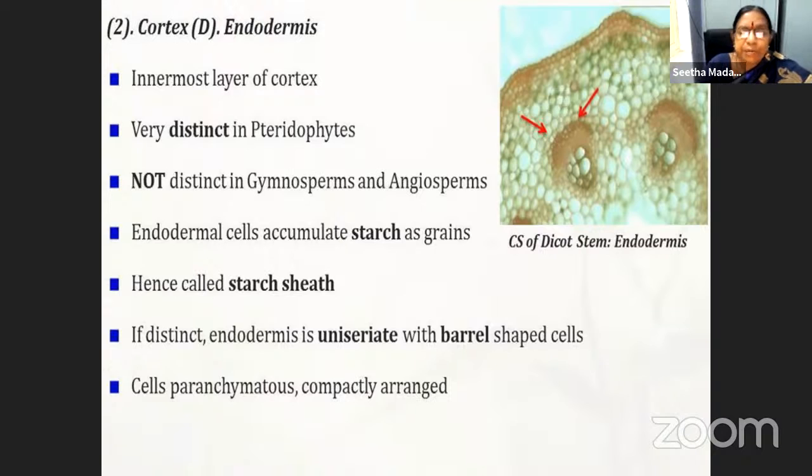Let us have a recapitulation of the structure of this dicot stem. The outermost layer is epidermis, which is the protective layer, and it has trichomes which help in protection, that is, protect the plant from being eaten away by herbivores. The epidermis is single layered with compactly arranged cells.